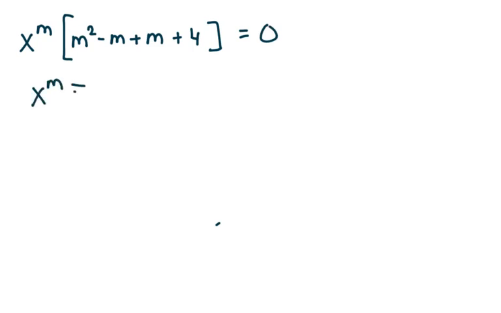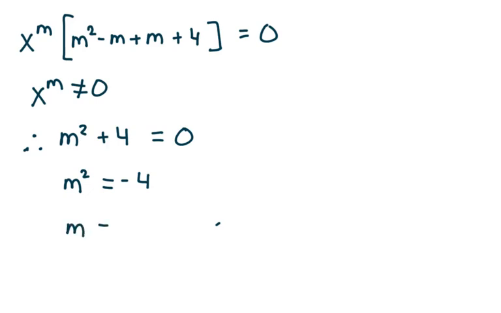X to the m is not 0. And so what that tells me is m squared plus 4 equals 0. So m squared equals negative 4. And then m is plus or minus 2i. So notice how we have two complex roots, right? Plus or minus 2i. So in this case, notice that my alpha equals 0 and beta is equal to 2.